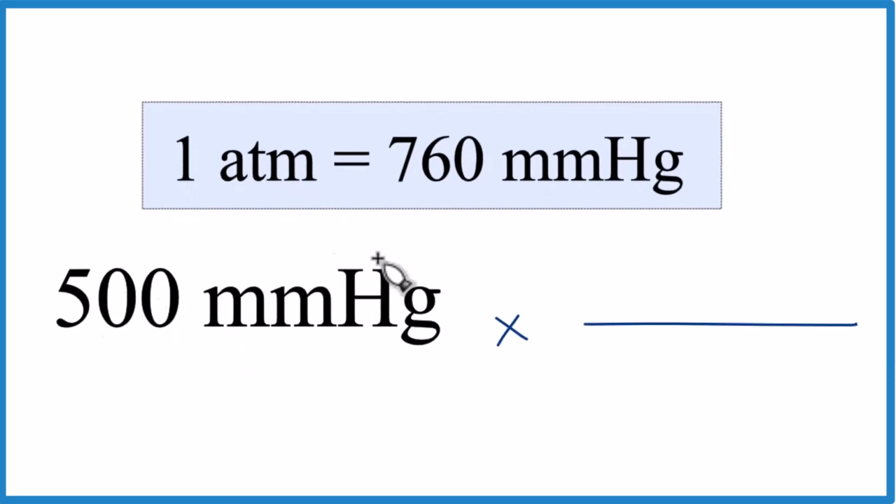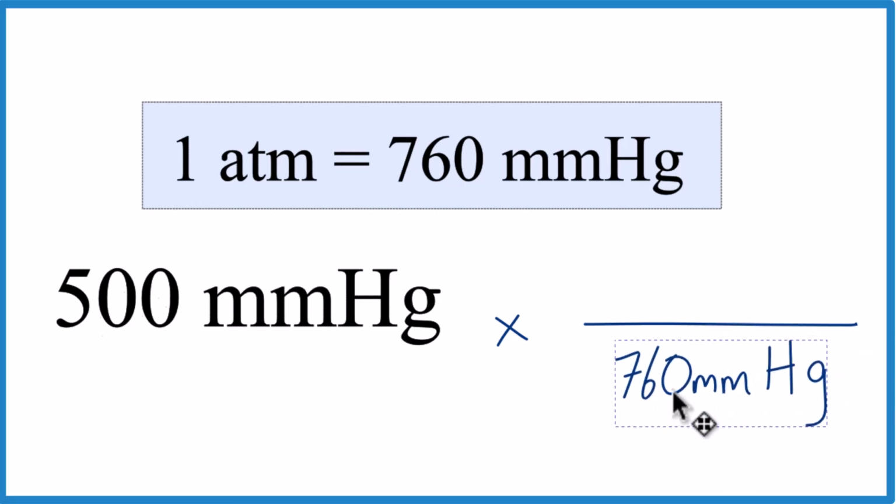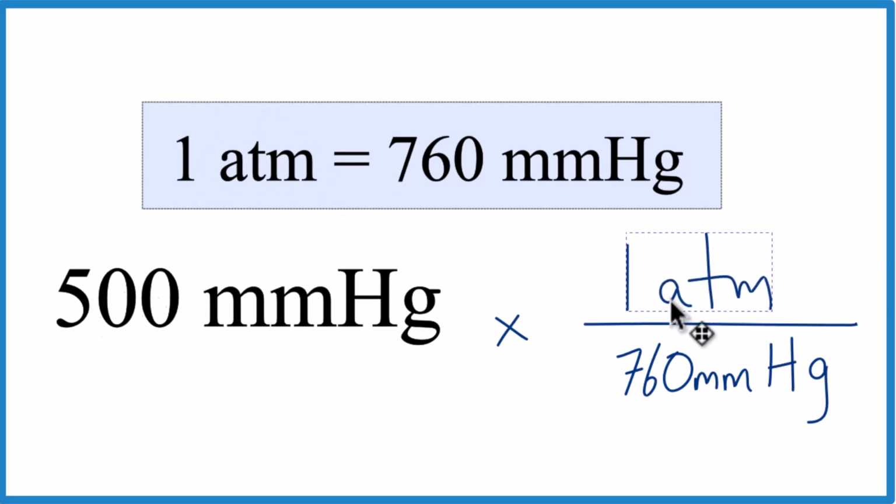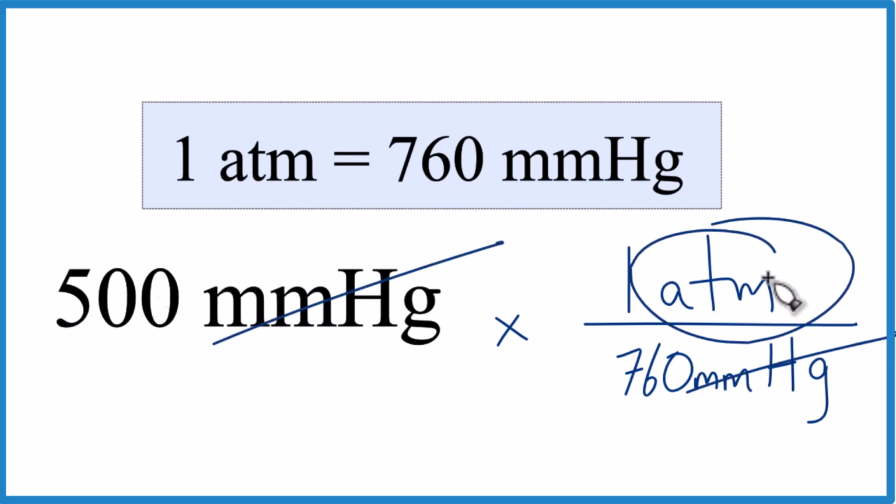Since we have millimeters of mercury on the top, we want to cancel that out. So we're going to put the 760 millimeters of mercury on the bottom. That way we should be left with atmospheres. There's our 760 millimeters of mercury, and then we'll put the 1 atmosphere up here in the numerator. So now when we multiply, millimeters of mercury on the top and the bottom, they're gone. We'll be left with atmospheres.